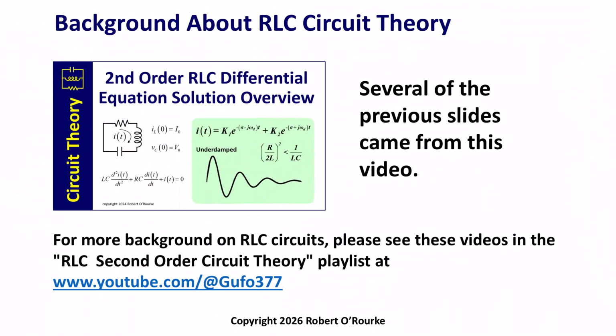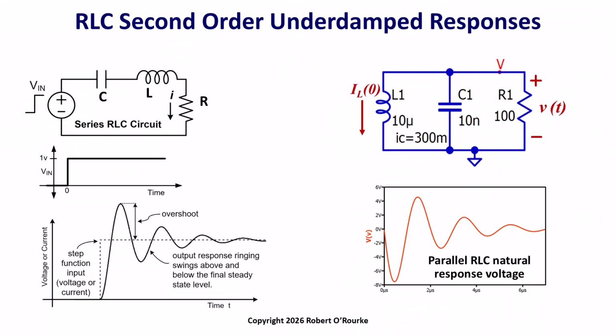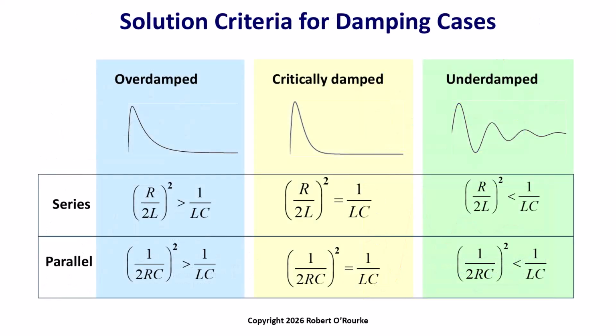If you would like more background on RLC circuits before exploring second-order damping cases, please check out this video on the first and second-order circuits and equations YouTube channel. This discussion of damping cases applies to series RLC, parallel RLC, time domain step, and natural responses. The different damping cases for RLC circuits are determined by the values for R, L, and C.